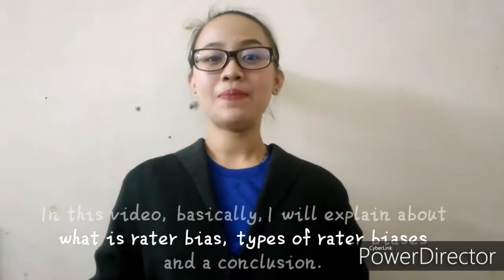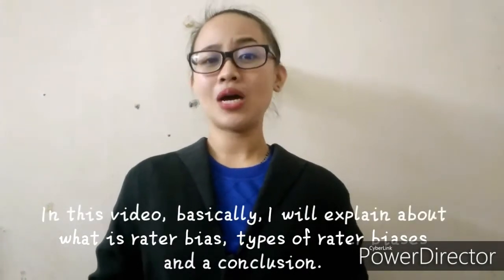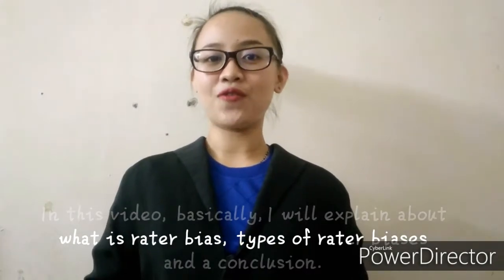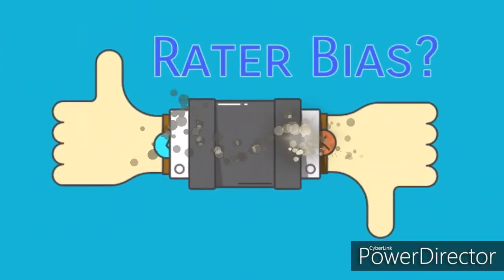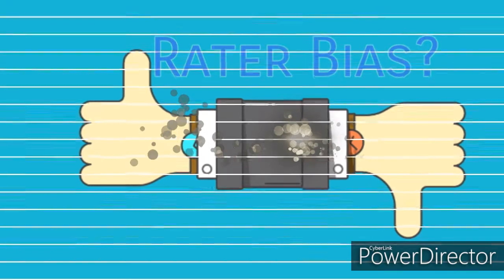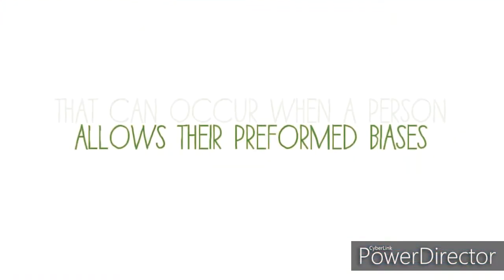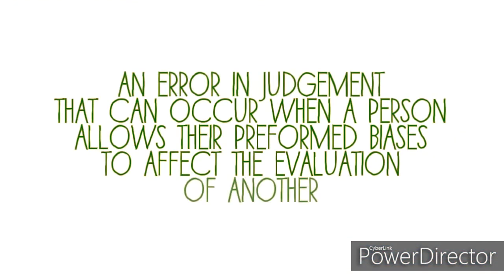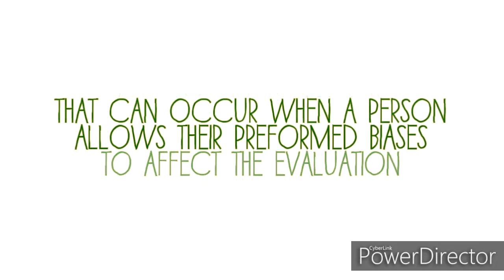In this video, basically I will explain what rater bias is, the types of rater bias, and a conclusion. So, first of all, what is rater bias? Rater bias is an error in judgment that can occur when a person allows their preformed biases to affect the evaluation of another.